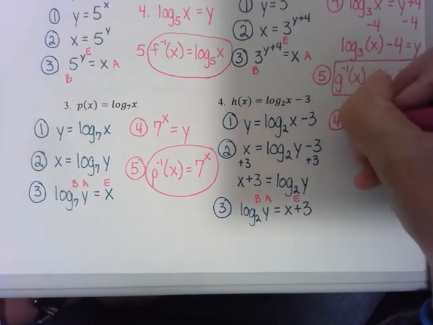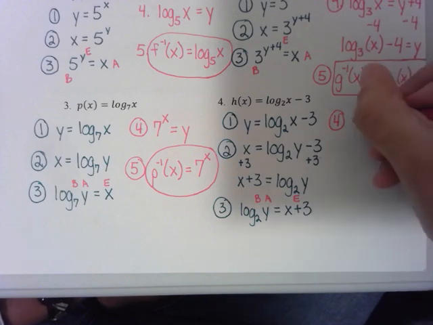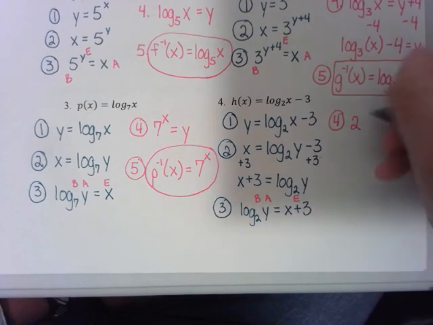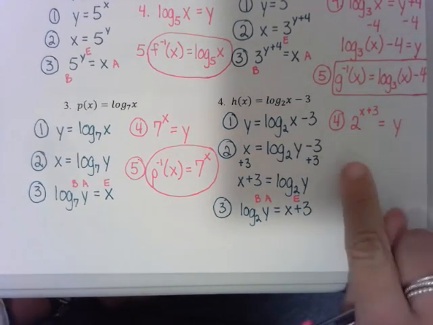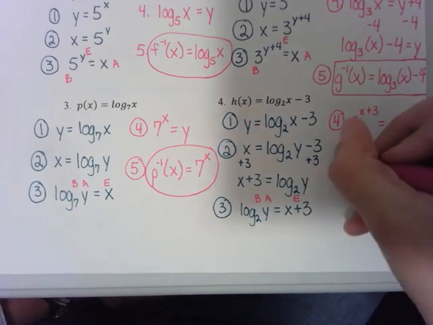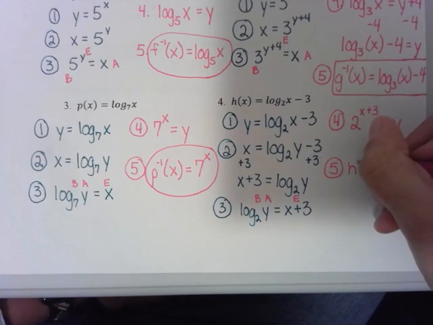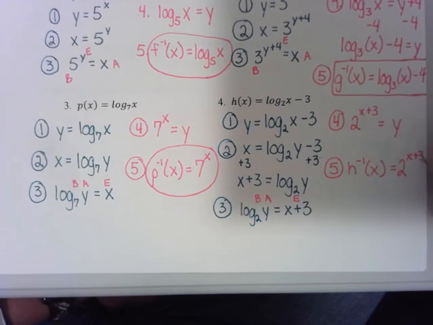My step 4 is now I'm going to switch that into exponential form. The base is 2. My exponent is x plus 3. And that is going to equal y. Since the y is all by itself and I don't have to move anything around, all I have to do is replace the y with h negative 1 of x equals 2 to the x plus 3 power.